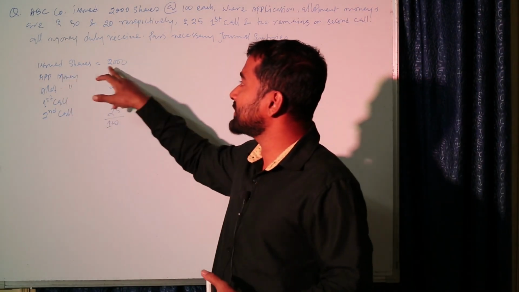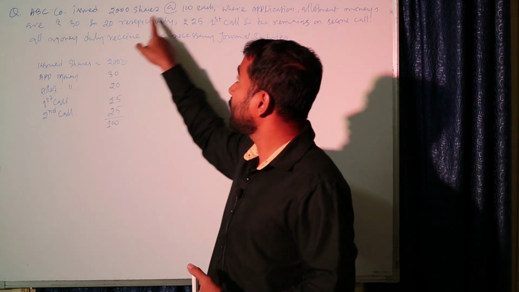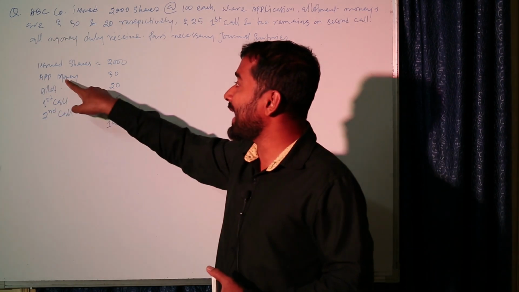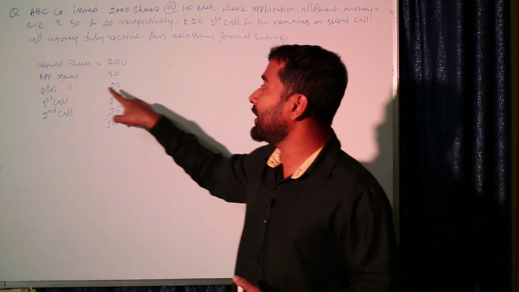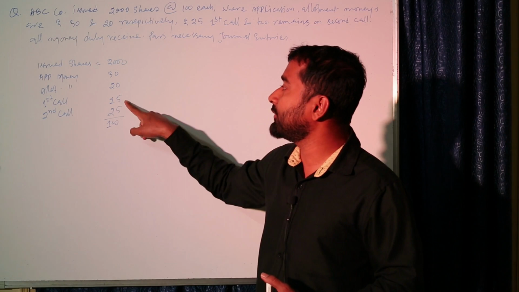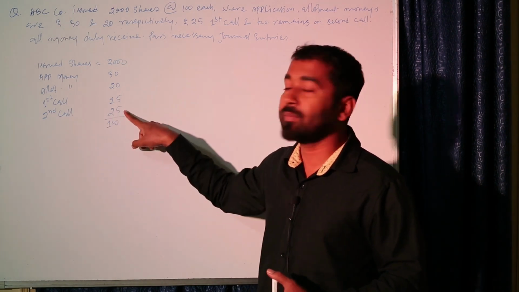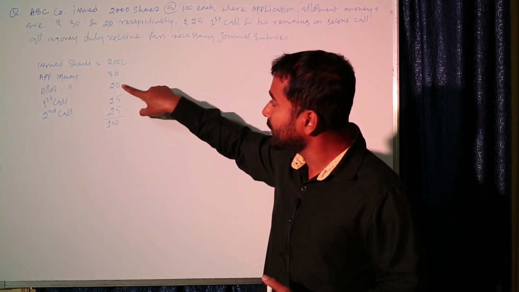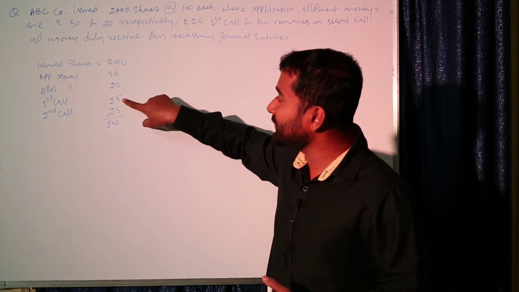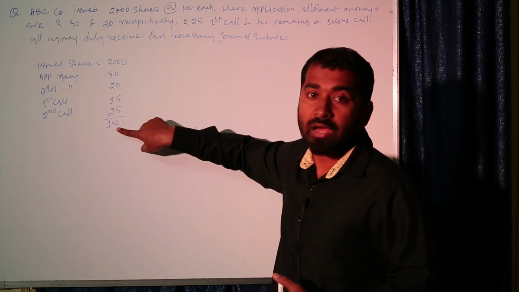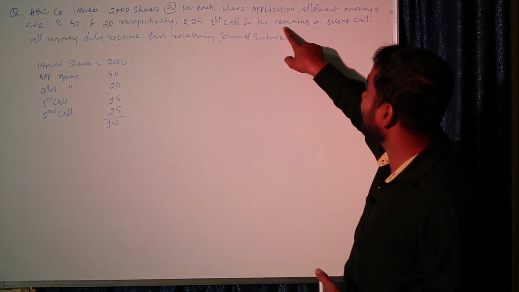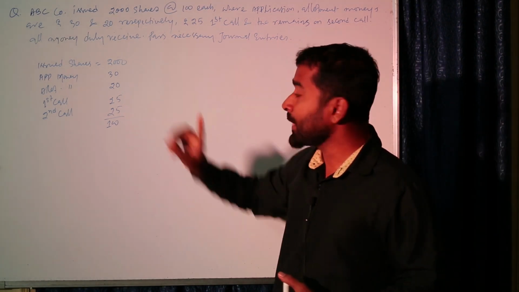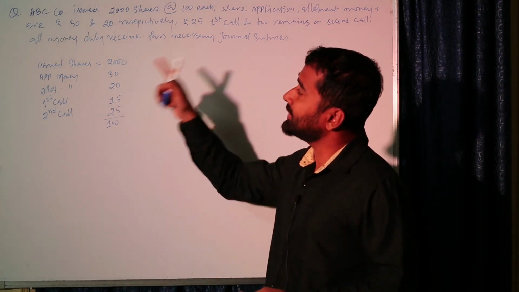So issued shares, how much? 2000 shares at the rate of what? 100 rupees as nominal value. Now as per this, application money how much? 30, allotment 20, first call 25. So the remaining how much is there? Remaining 25 rupees. Just think here: 30 rupees, 50 rupees, 75 rupees and 25, total 100 rupees. So the remainder on the second call is 25 rupees.